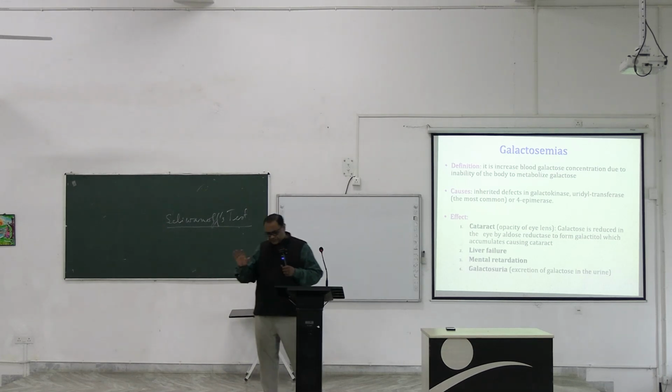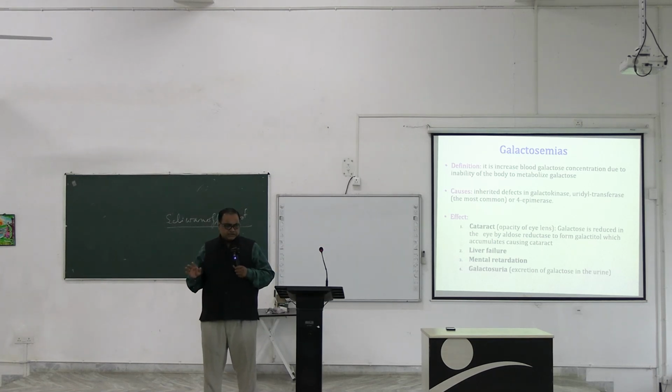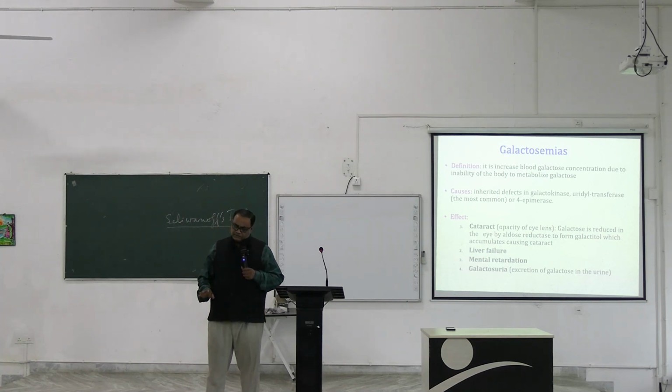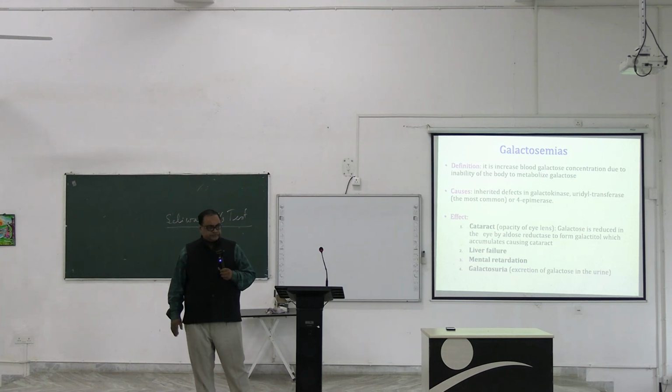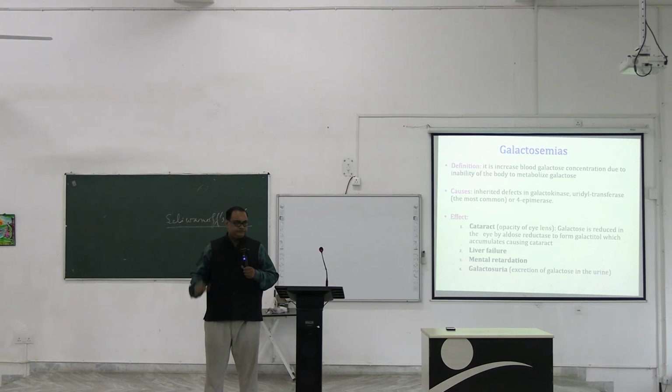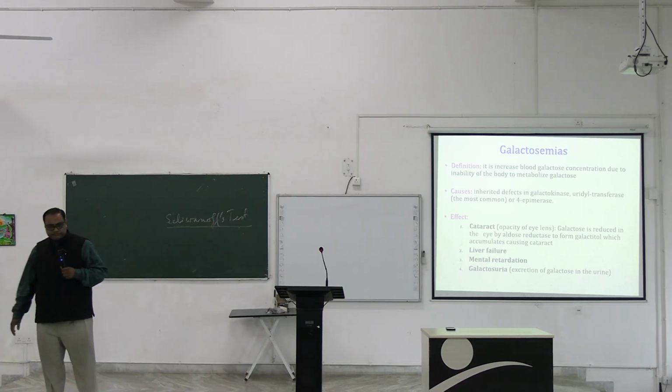If this question comes, what is galactosemia? You must say galactosemia is a generalized condition which shows defective galactose metabolism in the body. Correct? It is characterized by a high level of galactose in the blood, sometimes in urine. High level of galactose in the blood and sometimes in urine, called galactosuria.